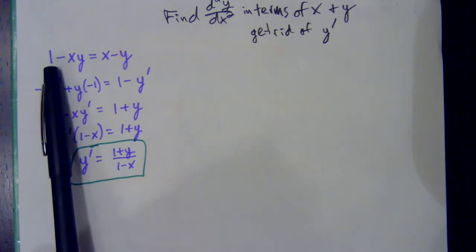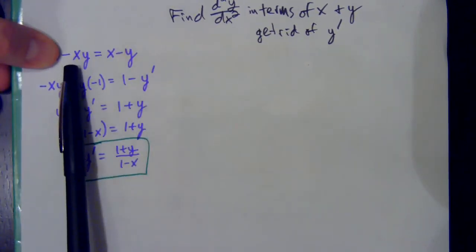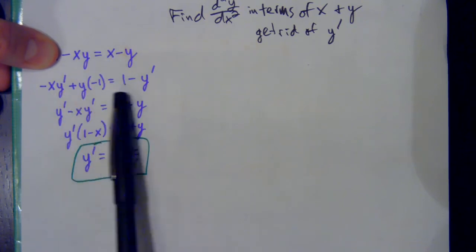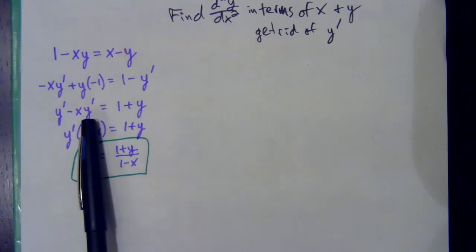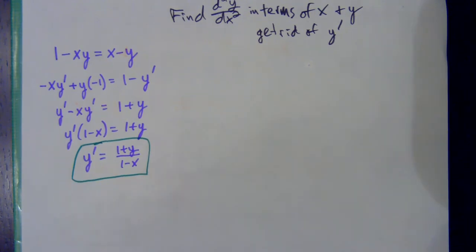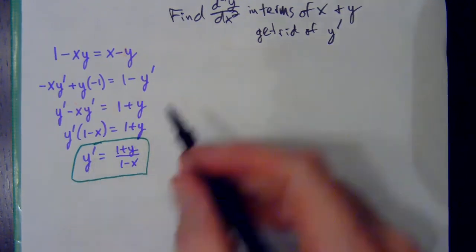The derivative of that is 0, and then I went straight to the product where I did first times the derivative of the second plus the second times the derivative of the first. That was just an easy derivative. Moved all my y primes to the left, factored it out, and divided. There's my first derivative.